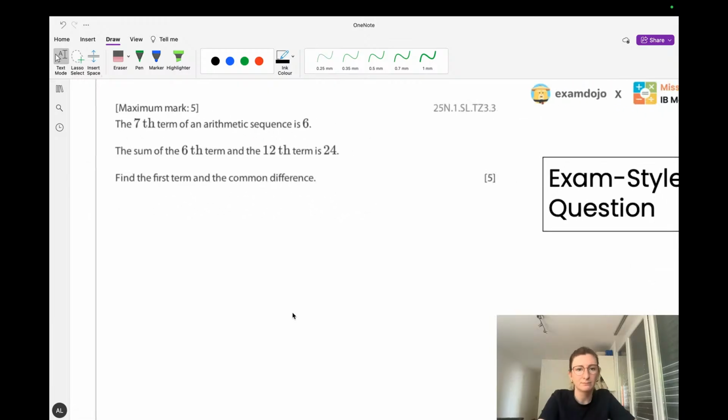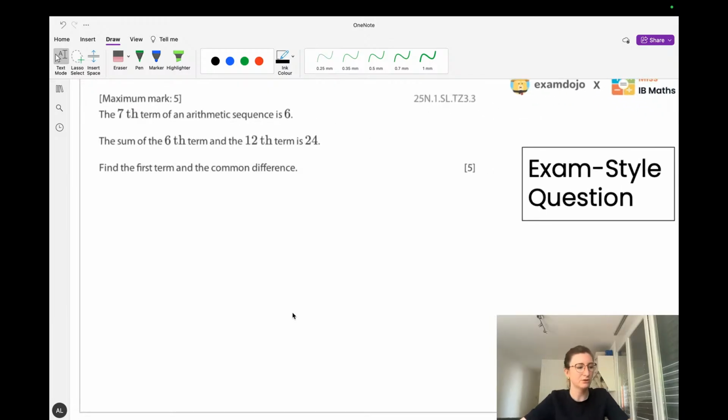All right, another one. They're always giving you clues, and you have to use the formula to figure out the clues. Let's go in blue, actually. The seventh term of an arithmetic sequence is 6. So let's set that up.